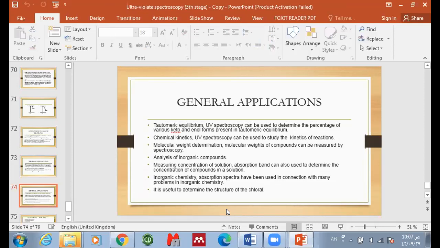It's useful to determine the structure of the chloral. I don't know what this means, chloral. I think chiral, not coral. So from the peak region and peak intensity, we can detect the functional group or conjugation that can happen in the molecule.